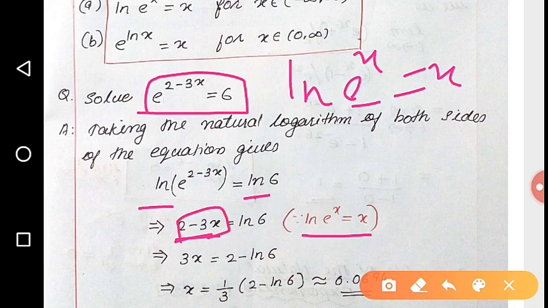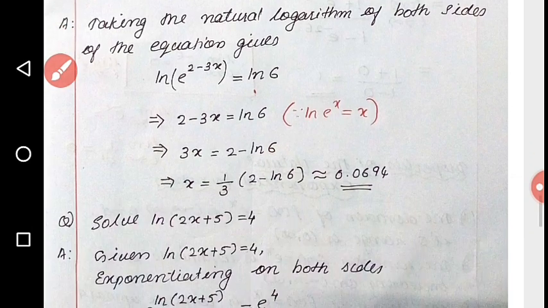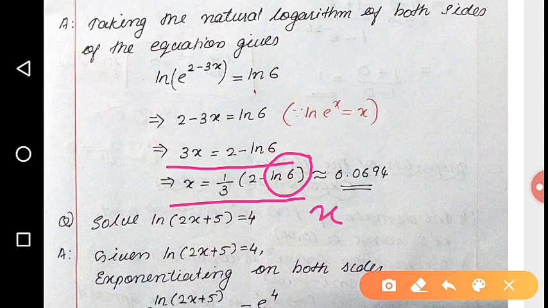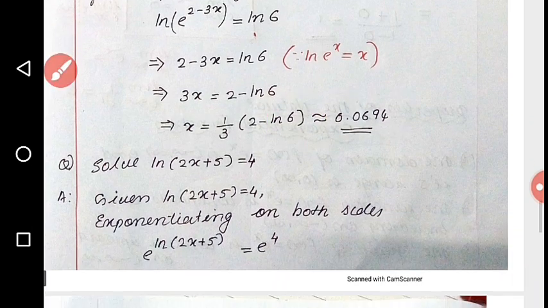Therefore 2 minus 3x equal to ln of x. From that we will get 3x equal to 2 minus ln x, and x is equal to 1 by 3 into 2 minus ln x. By using a calculator and finding the value of ln x, we can find the value of x approximately equal to 0.0694.